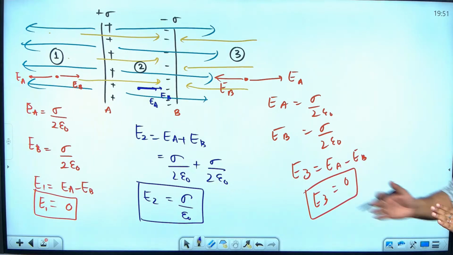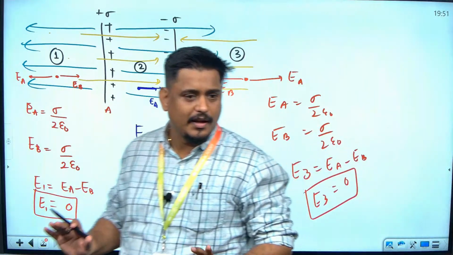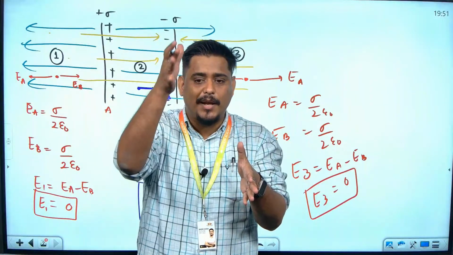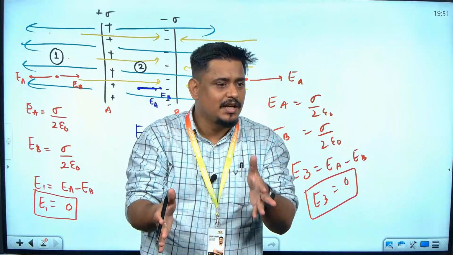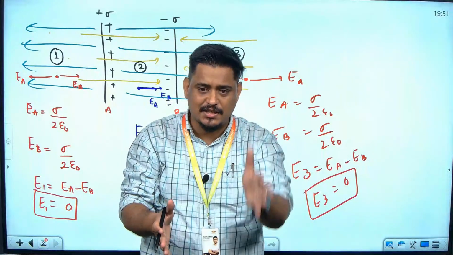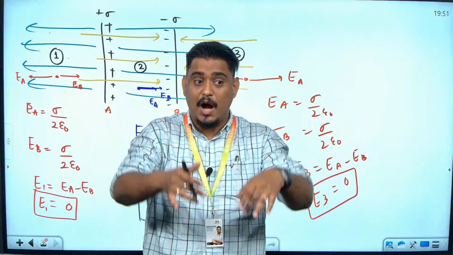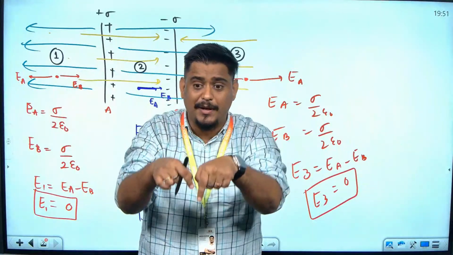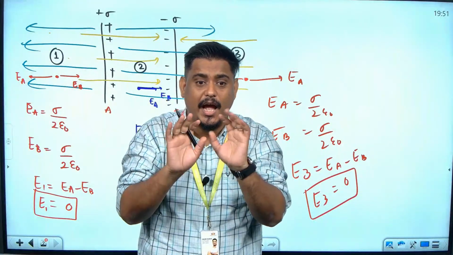Fine. So is it clear to you what I have done now? What I did now, I took 2 plates, one plate positively charged, another plate negatively charged. Outside the plates, electric field was 0. Between the plates, electric field is sigma by epsilon naught.